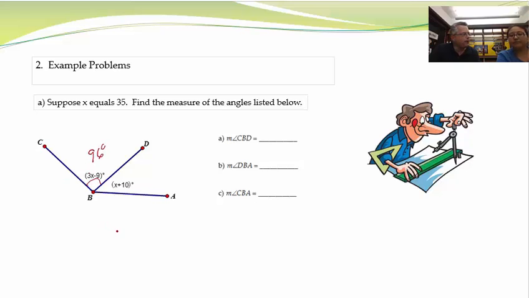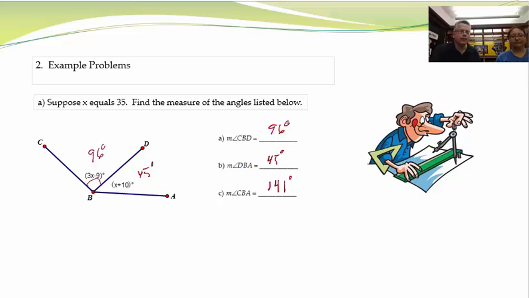A little bit more than a right angle. All right, next one, DBA. DBA is this one right here. If we put in 35, because they told us x equals 35, 35 plus 10 is 45. So that would be 45 degrees. And now it's no big surprise, CBA, that's the big angle. If we put these two little angles together, we just add their measurements. 96 plus 45 is 141. So since we had the smaller ones, we can easily figure out the larger one.